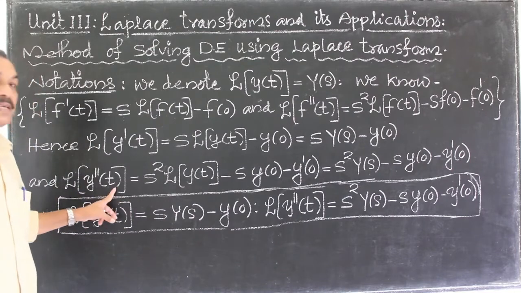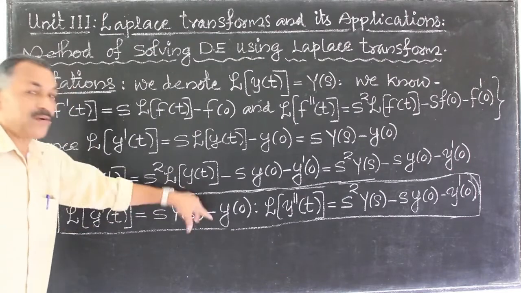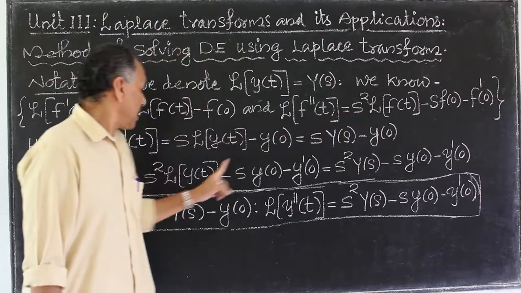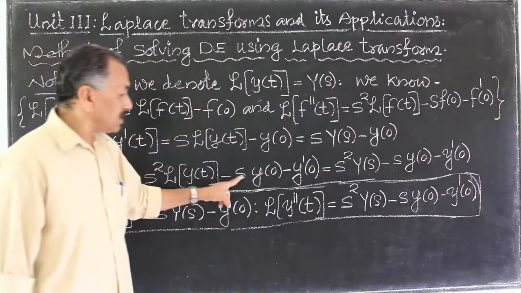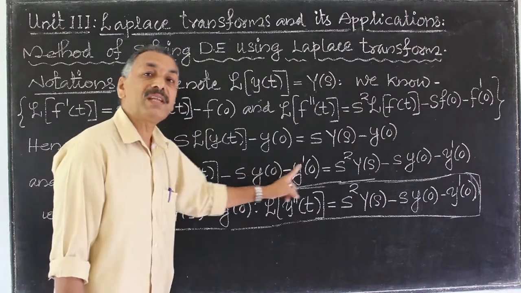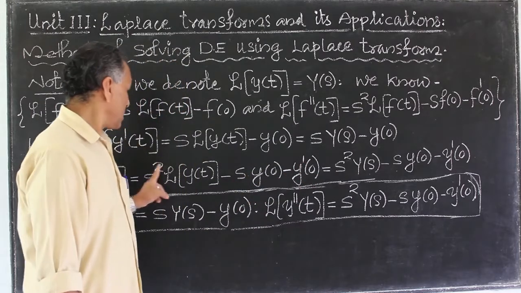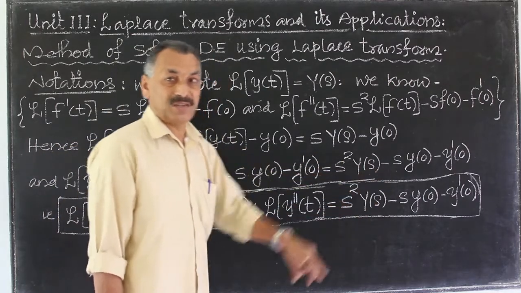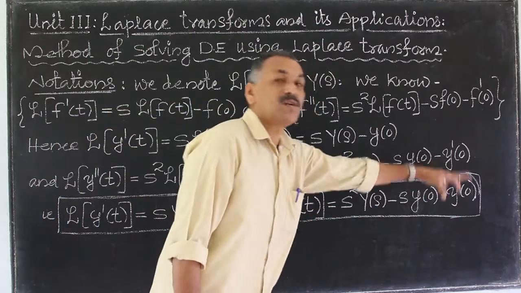Therefore, L of y2 dash t is equal to s square into L of y of t minus s into y of 0 minus y dash 0. That is equal to s square into Y of s minus s into y of 0 minus y dash 0.